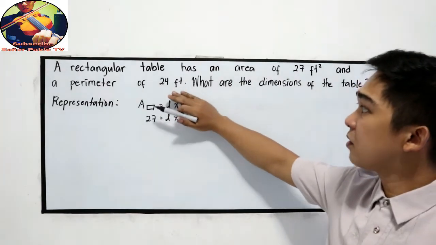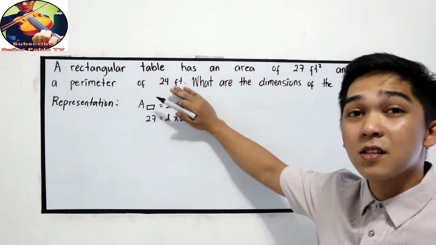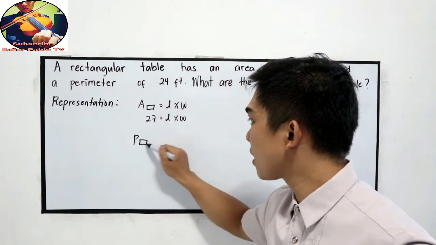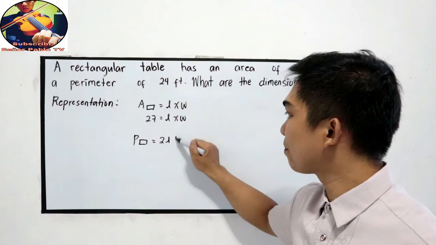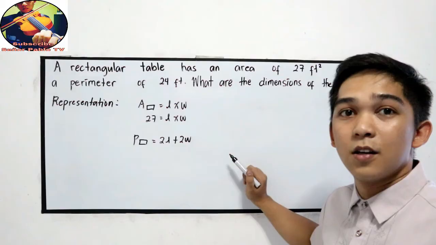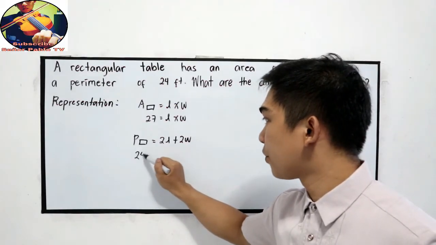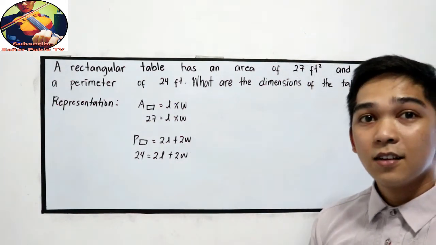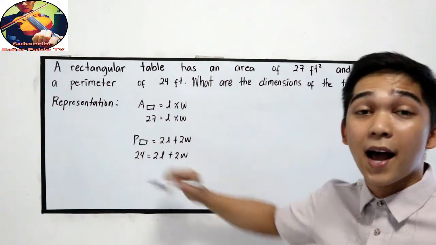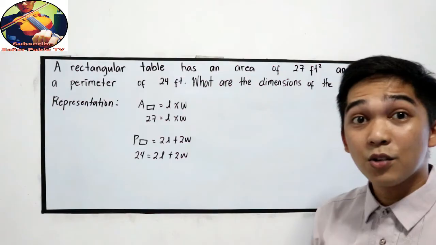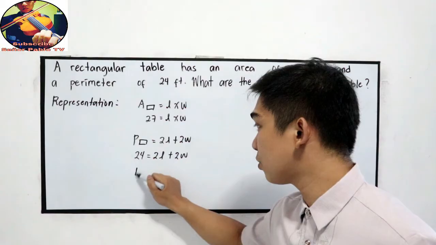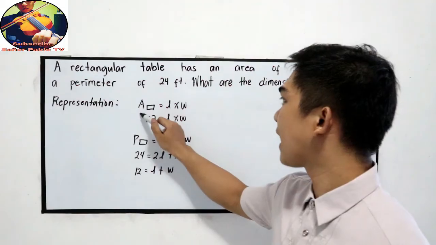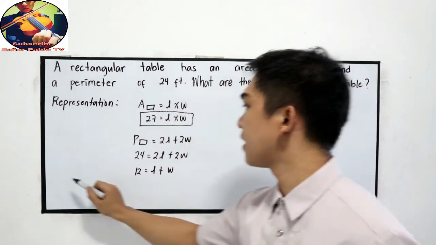And the perimeter of 24 feet. So, given din si perimeter. So, anong perimeter natin? 2 length plus 2 width. So, ang perimeter daw ay 24 is equal to 2L plus 2 width. So, pwede natin siyang i-reduce kasi divisible by 2. Divided by 2, 12 is equal to length plus width. Ito yung kailangan natin.